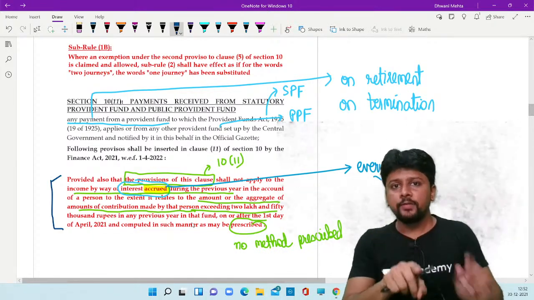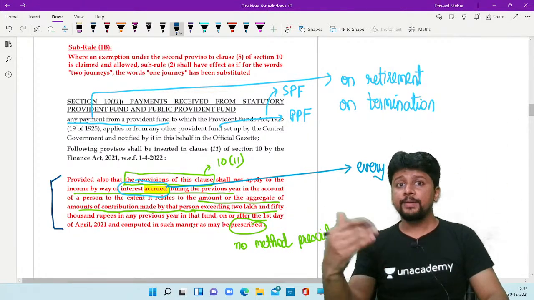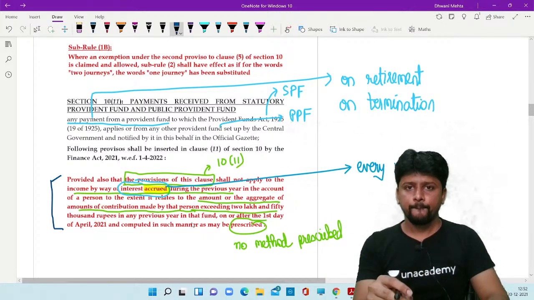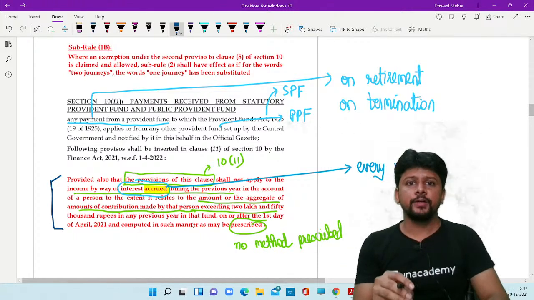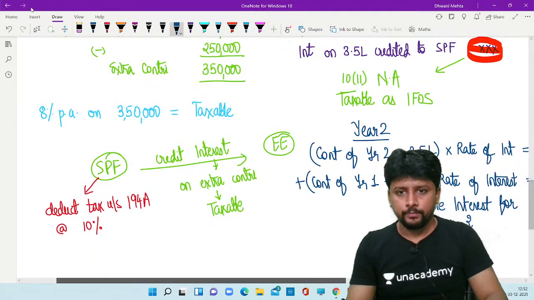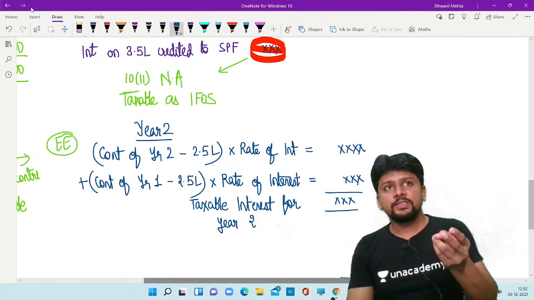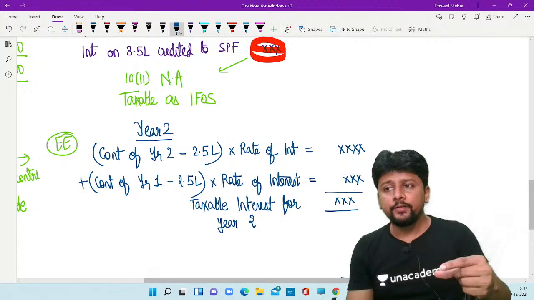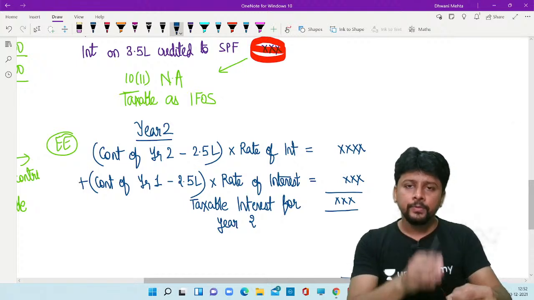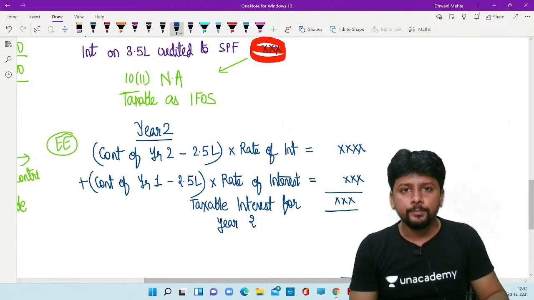Perfect. So year 1's interest became taxable in year 1 because of the words interest accrued. But the entire interest is still there in the fund. The entire contribution is also still there in the fund. So year 1's contribution will be in the fund, 6 lakh rupees. Then 6 lakh minus 2.5 lakhs, 3.5 lakhs of year 1 will earn interest in year 2, in year 3, in year 4, in year 5. So every year, this type of cumulative calculation will have to be done.